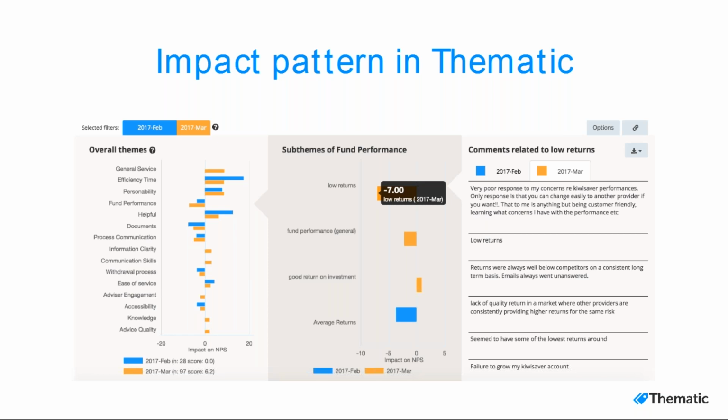So what we're seeing here is low returns is something that was dragging the score down in March by -7 points. And this is something that people did not mention in February. But on the other hand, they did mention documents. As you can see, the documents blue bar is more negative, almost an impact of 10 points of the NPS. And this is what potentially would have caused a lower score than in March.